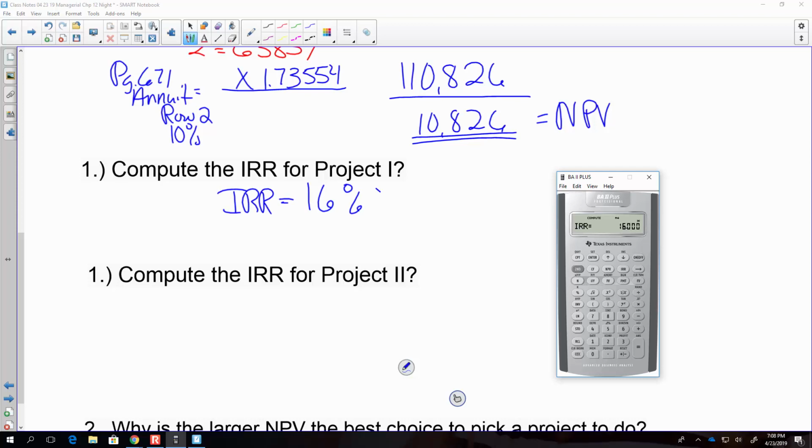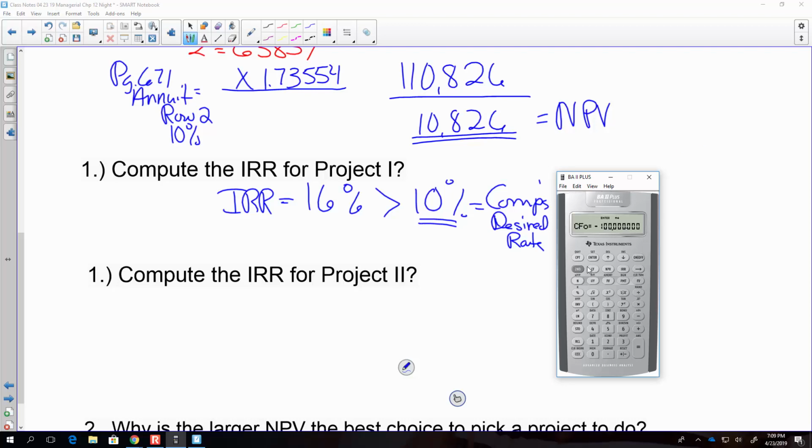What was the company's desired rate of return? It was 10. So that shows again that positive net present value gives us an internal rate of return that's going to be greater than the company's desired rate of return. So this is the company's desired rate, 10%. Let's clear out our cash flows quickly and do project 2.